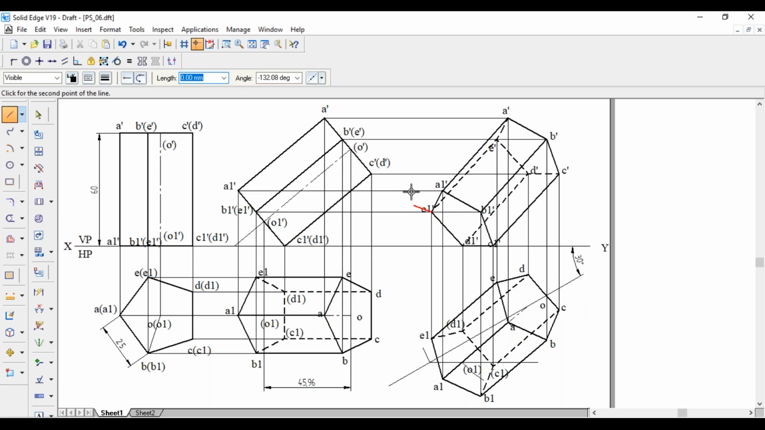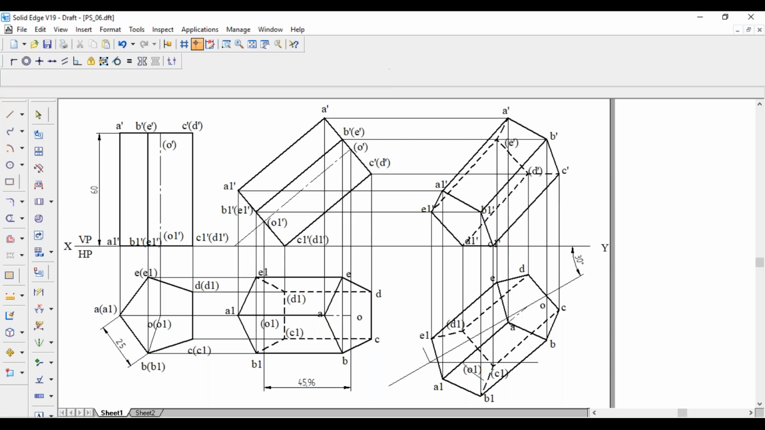Both are invisible. Now, as D dash and E dash are consisting of three dotted lines, these two are invisible. So show these two in the bracket. So this is in the bracket D dash, in the bracket E dash.